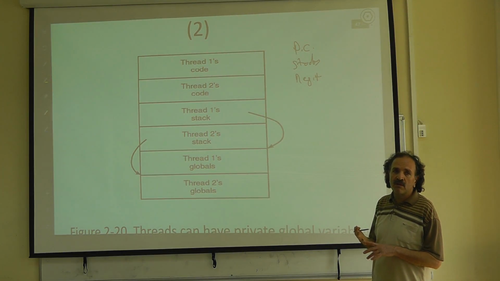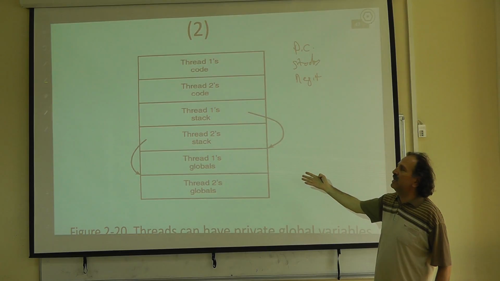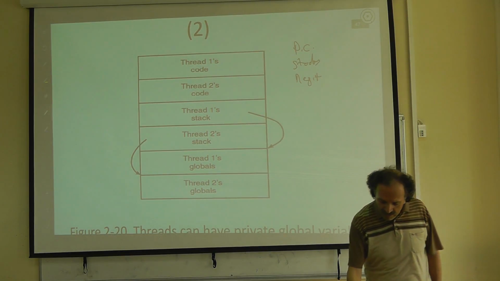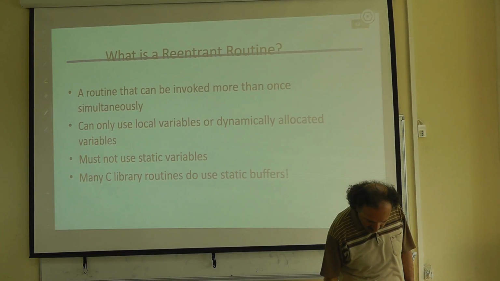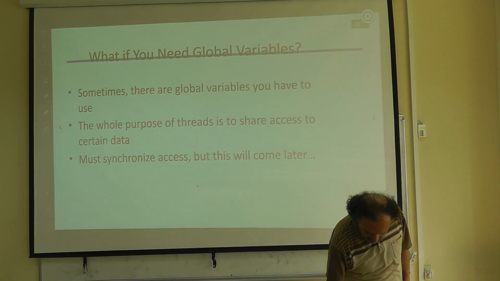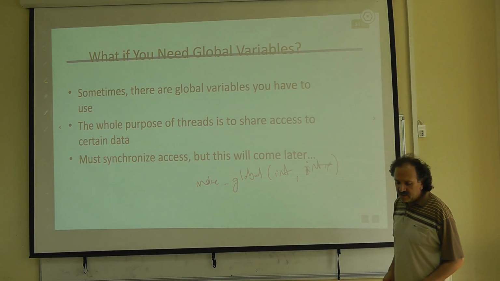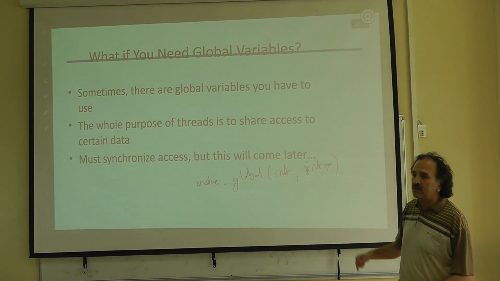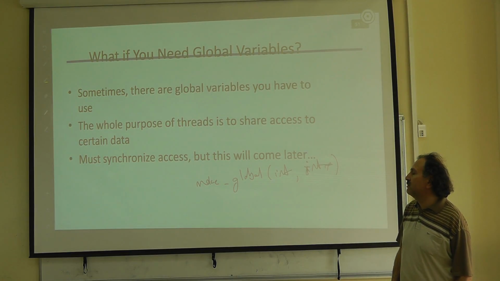Don't use statics at all. And if you are going to use globals, then you should get help from the operating system. So how do I make these kinds of globals? When you are making a global, you should make system calls like make global, with an integer and the address, for example, a pointer to an integer. The operating system gives you a pointer to a position that would hold your global variable.